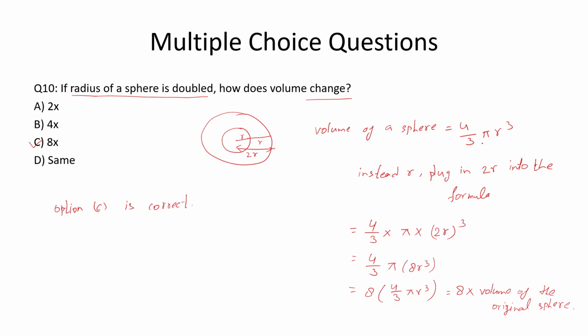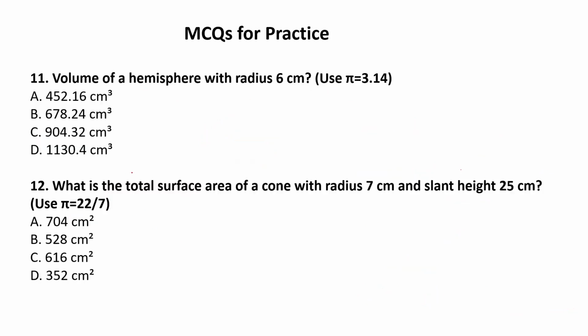Okay, in this formula, what I did is I just replaced r by 2r, and I have just solved it, and I can see that this is the original volume. This is where we started, right? This is the original volume. You have one factor of 8 there. So 8 times.